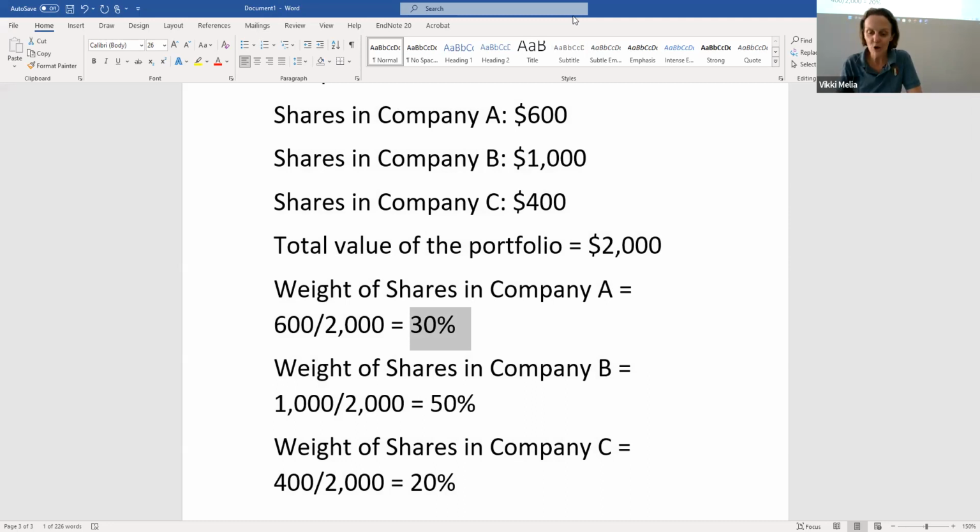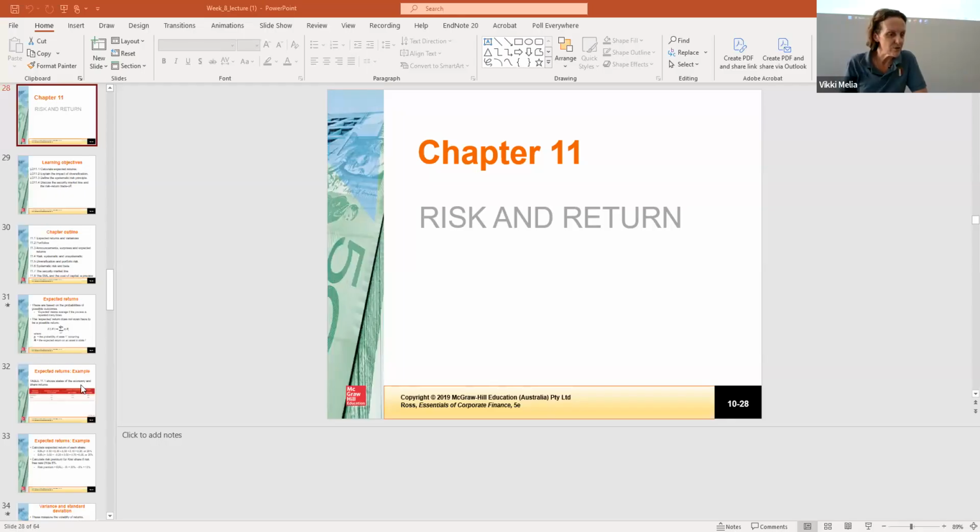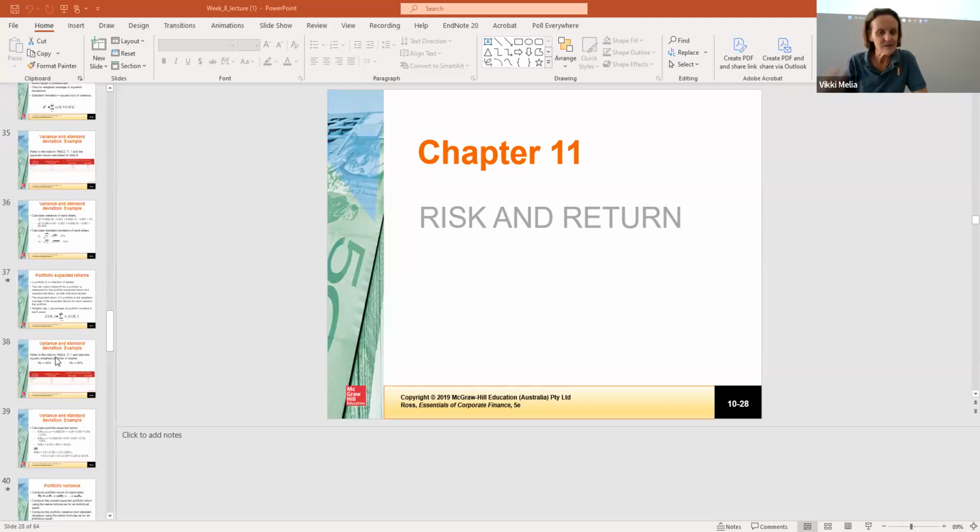So what I'm going to do is go back to the PowerPoints where we were talking about risk and return and portfolios. There's still some information from that topic that's important that we need to have a look at. In particular, we need to have a look at some of the slides in that topic that discuss risk. So we'll go back to the week 8 PowerPoints, and we got up to slide 38.